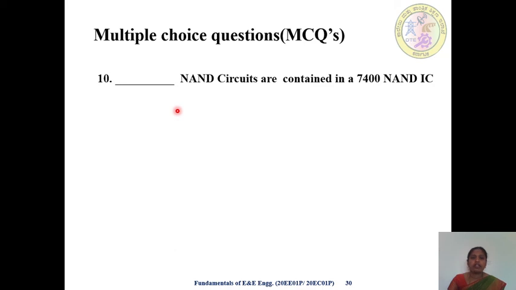Next, dash NAND circuits are contained in 7400 NAND IC. Options are 1, 2, 8 and 4. So answer is 4. So the solution is D. 4 NAND gates are contained in a 7400 NAND IC.